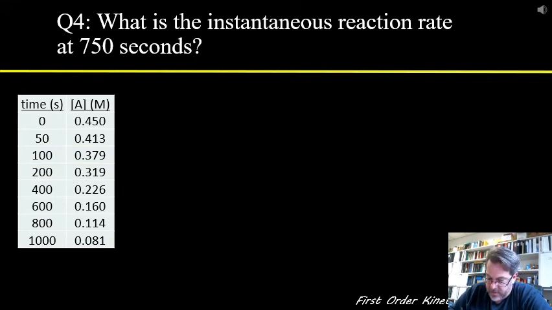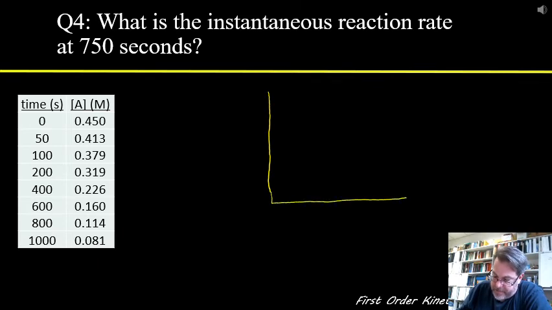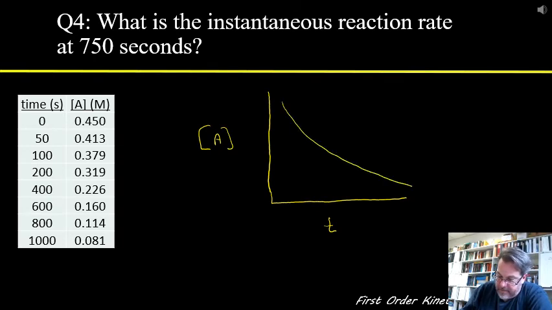All right, so here's our last question on this particular data set. What is the instantaneous reaction rate at 750 seconds? First of all, just a reminder about instantaneous reaction rates. Remember on that first page, well, maybe the second or third page, when we introduced this data, we looked at the concentration of formaldehyde as a function of time, and it gave us a smooth curve that looked like that. This is typical for a reactant in a first order reaction.